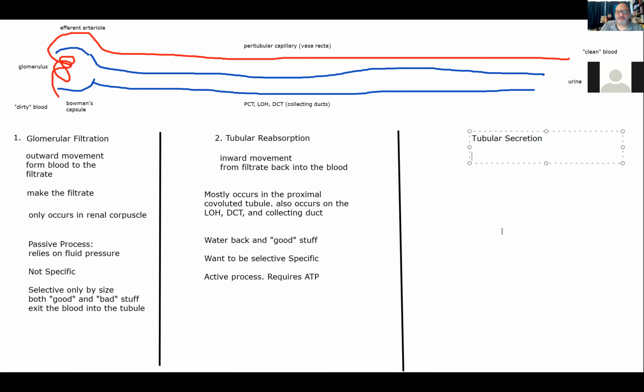As the name indicates, this is again an outward movement from the blood into the tubule. Now, at this point, notice I didn't put a number here like I did the first one, because obviously glomerular filtration has to occur first.